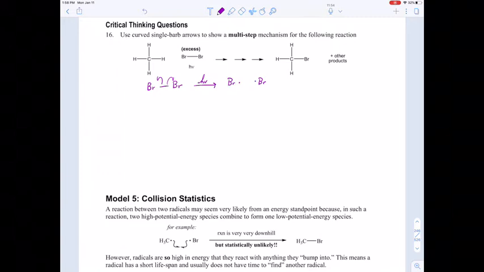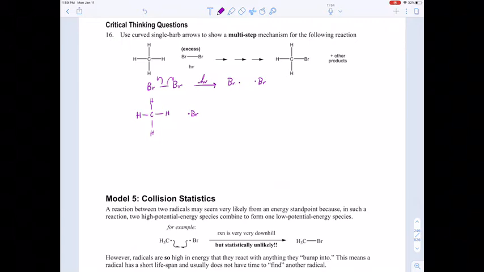Okay, next we have our methane, and we're going to add one of these bromine radicals to it. So this step is going to be just like 14 on the previous page. Hit pause and figure out if you can do this on your own, and then come back and check yourself.